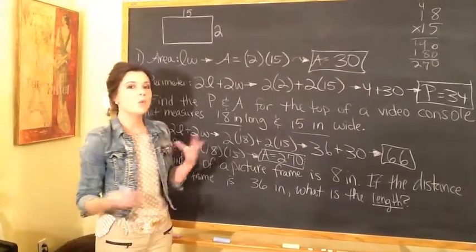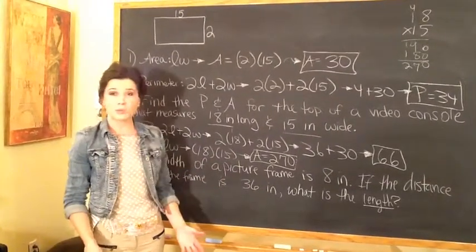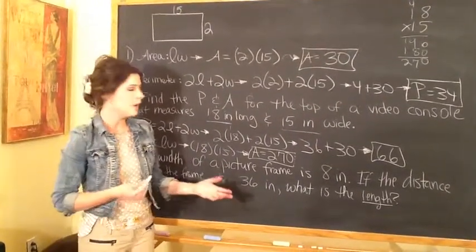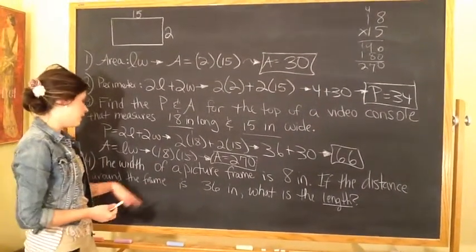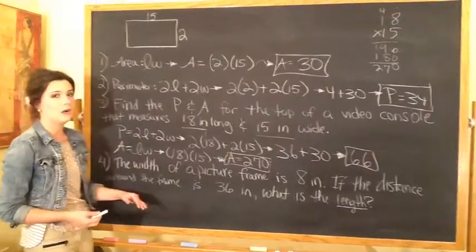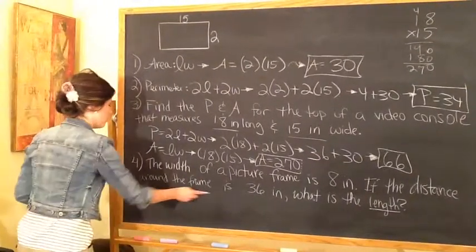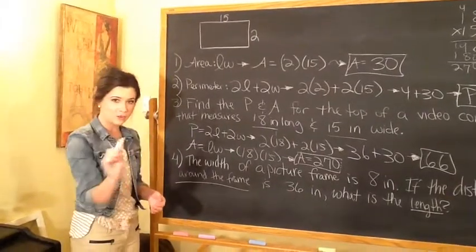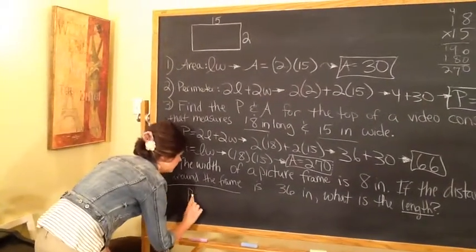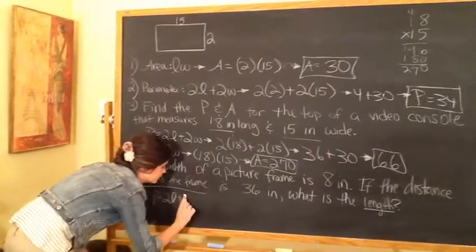Now we need to think about what do we have, what formula are we going to be using, are we doing area or perimeter? So first we need to figure out what formula we're using. It's talking about the distance around the frame. So around the frame means that we're going to be looking for the perimeter, because that's the space around it. So we're going to be using this formula.